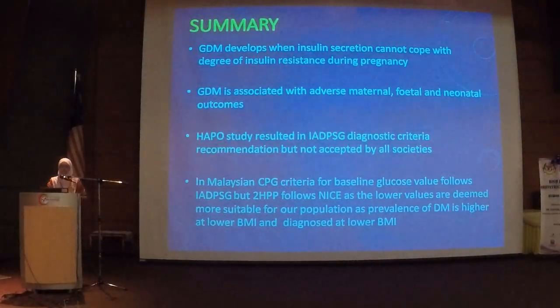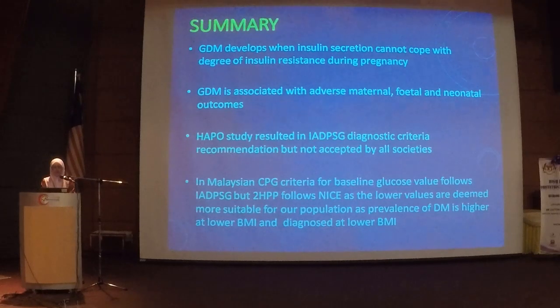So this is my second last slide. To summarize, GDM develops when the insulin secretion cannot cope with the degree of insulin resistance during pregnancy. Okay, you have to understand that. And GDM is associated with adverse maternal, fetal, as well as neonatal outcomes. And the HAPO study resulted in the IADPSG diagnostic criteria recommendation, but this is not accepted by all societies, so it depends. Like Malaysia, we will take the post-meal value to be lower because our prevalence is higher. So that's fair, I think, yeah?